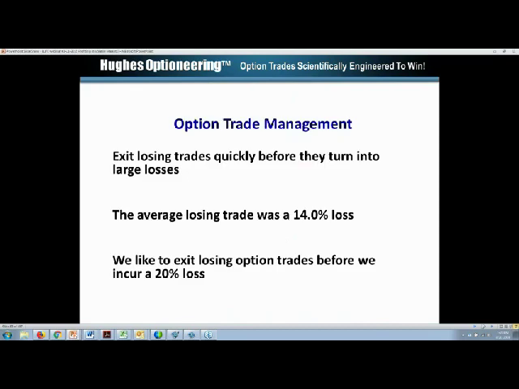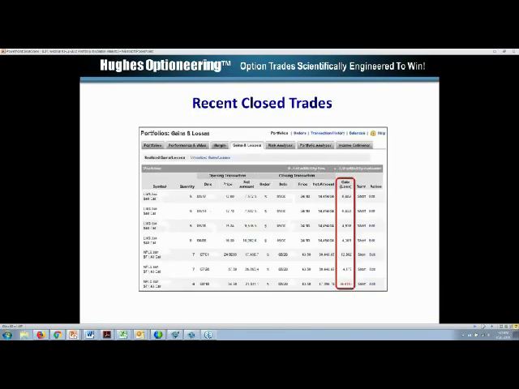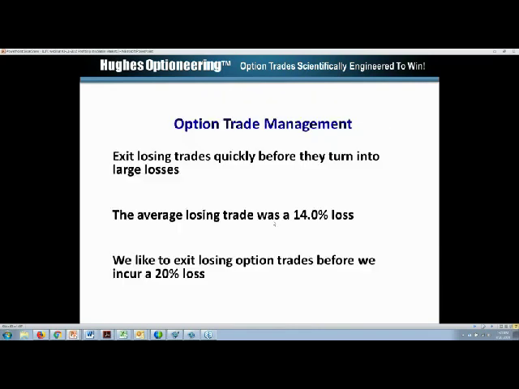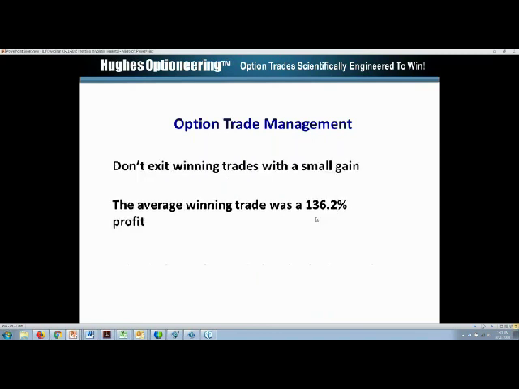Over this time period, we exited the losing trades quickly because our average losing trade was 14%. So we like to exit losing option trades before we get to about a 20% loss. That way we save our capital and we just move on to the next opportunity. So we like to limit our losses. In this example with these closed trades, the average losing trade was 14%.